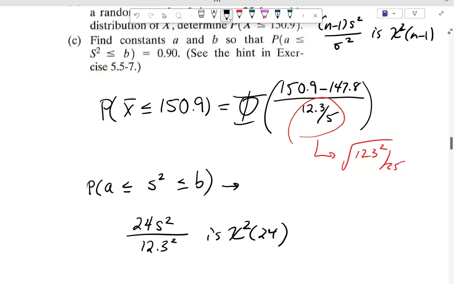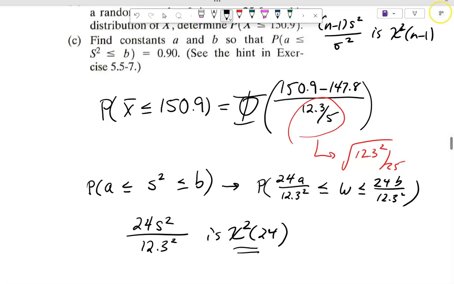So looking this direction, I would need to multiply by 24 and divide by 12.3 squared. I'm just going to give it a different letter, so I don't feel like rewriting it. That's what it would look like, right? If I multiplied through by 24 and divided by 12.3 squared. But in particular, it's chi squared of 24. That's the distribution it has.